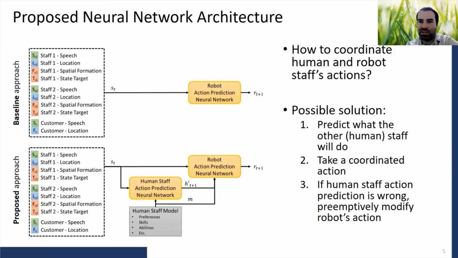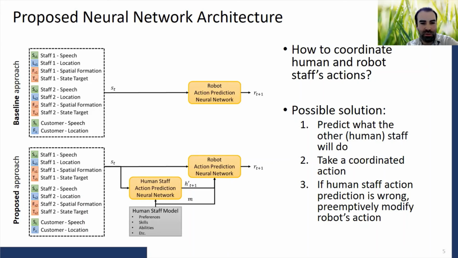With these interaction scenarios in mind, the question becomes what type of learning architecture is necessary to learn the interaction behaviors. Specifically, we need something that can coordinate the human and robot staff members' actions. The solution that we've come up with is to 1, predict what the other human staff member will do, 2, take a coordinated action, and 3, if the human staff action prediction is wrong, then preemptively modify the robot's action.